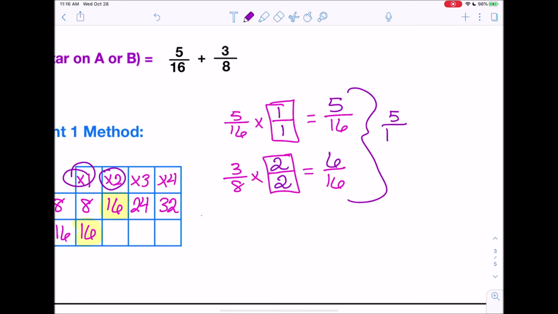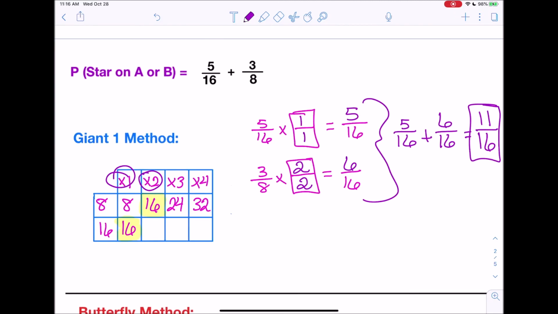We have 5/16 plus 6/16. And we can go ahead, because we have a common denominator now, add the top numbers or numerators together and get 11 out of 16. And that's our answer, 11 out of 16. Okay?